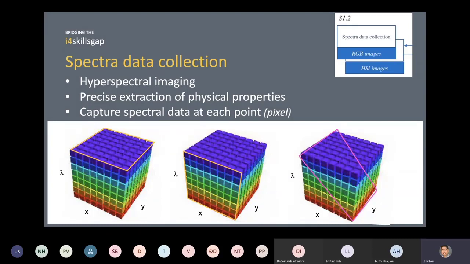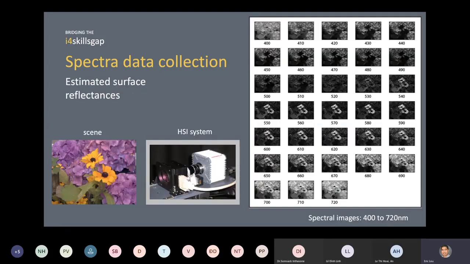So don't worry about that. It's just to give you a visual representation of each pixel manipulation that we need to create. So what we have is this. The scene is the picture of the flowers. We have this hyperspectral imaging system, and this is spectral imaging towards the different microwave we have, okay, from 400 to 720.